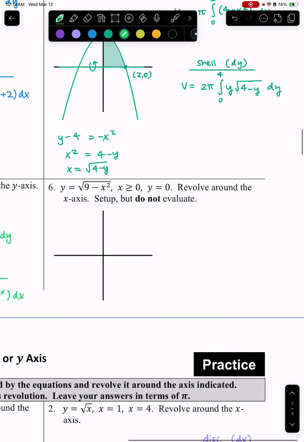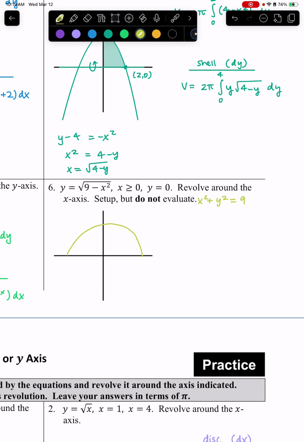Okay, last one. So first of all, we've got y equals square root of 9 minus x squared. That looks a little weird. Let's square both sides. So y squared is equal to 9 minus x squared. If we add the x squared over, notice that we get x squared plus y squared equals 9. That is a circle of radius 3. And because they give us y equals the positive square root of that function, it's just going to be the upper half of the circle.